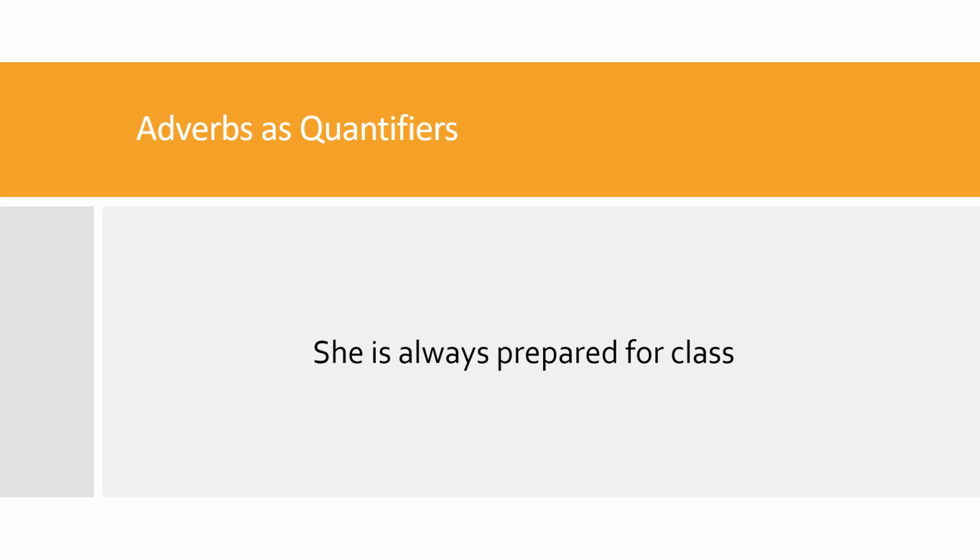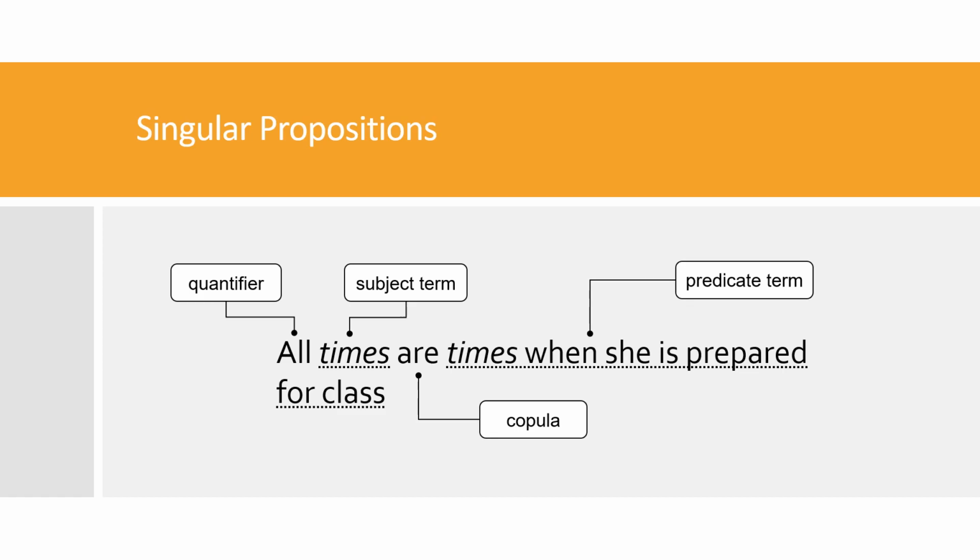And that means that we have to basically translate our subject term into times or places. So this ends up being the rather weird translation that all times are times when she's prepared for class. I'd stop and think about that one for a bit because it's a bit tricky, but it's important to understand how that would work. Again, the always is actually quantifying the subject term of times. All times are times when she's prepared.